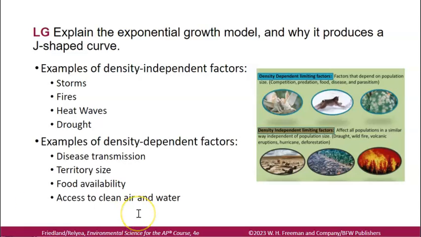Now, things that can limit population size, we talked about them earlier, we're revisiting them again. Density-independent factors just come in, like natural disasters or humans do stuff: storms, fires, heat waves, drought. Density-dependent: too much population, more diseases. You need a lot of territory, like mountain lions need lots of square miles to hunt, so there might not be enough room to hunt, might not be enough food, not enough clean air and water for whatever species needs it.